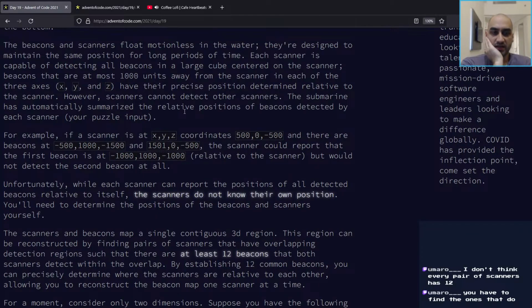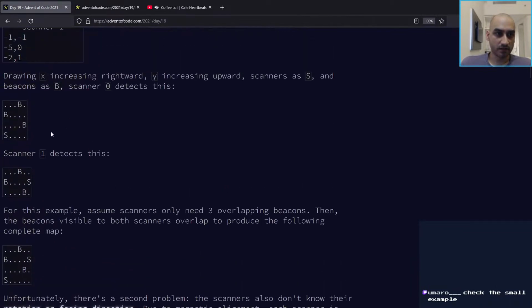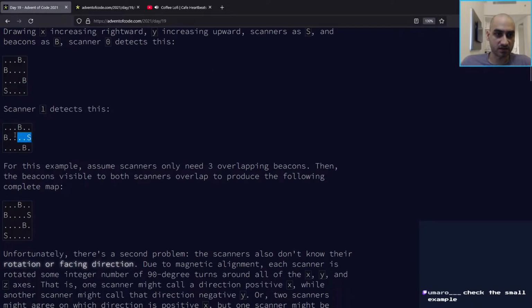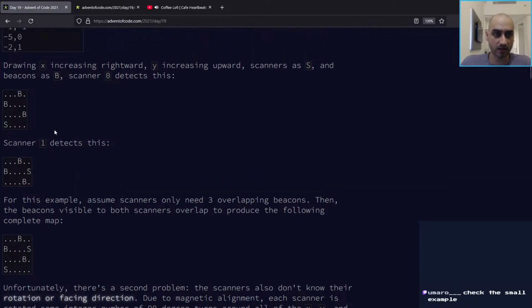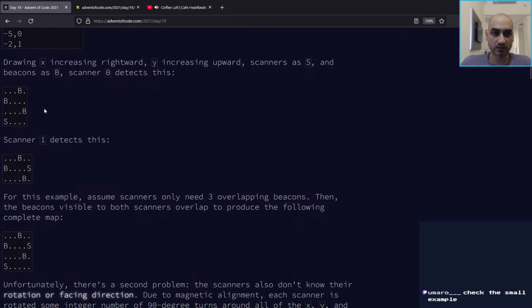Then we have absolutely nothing in common between these scanners. Like, how can we possibly know whether a beacon is the same in one than the other? They could be like a million spaces away from each other. Check the small example. This could be in one region of space, and this could be in a completely other region of space. They could be completely separate beacons. Or they could be in the same space, and they'd be the same beacons. I don't see any information that can tell us whether they're the same beacons or different beacons.